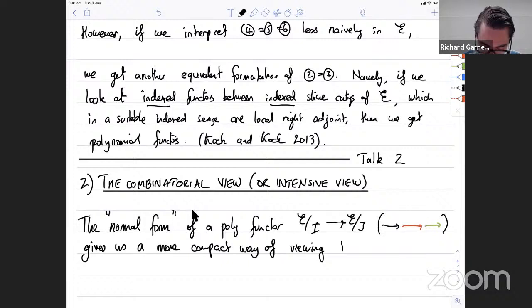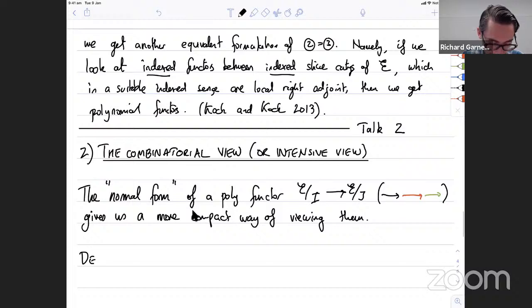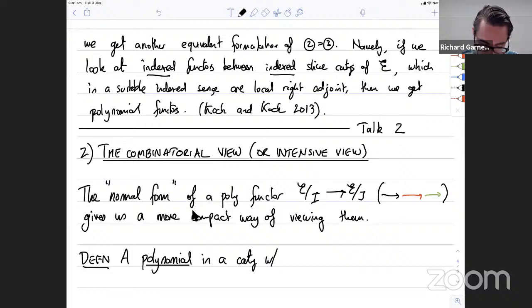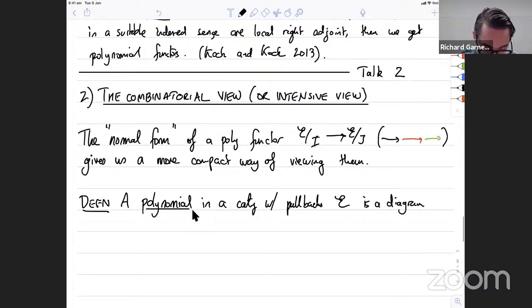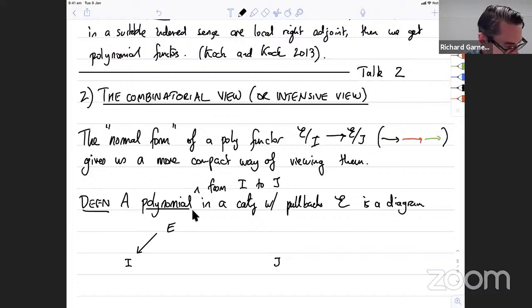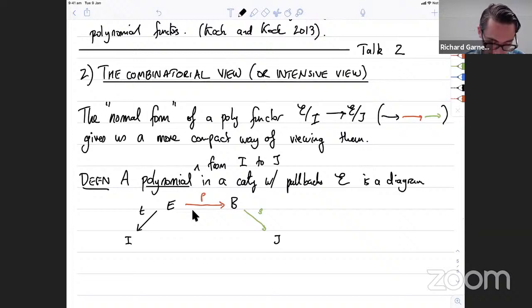Okay. And then this is the definition that we've seen multiple times, but I'm just going to spell it out very explicitly once and for all. So a polynomial in a category with pullbacks E is diagrammed like this. It's a diagram with three arrows. So this is a polynomial from I to J. So I've got an I, got a map here, which I seem to be calling T. Then I've got a map across here, which is P. And then we've got a map down here called S.